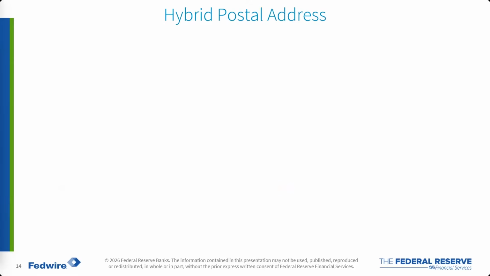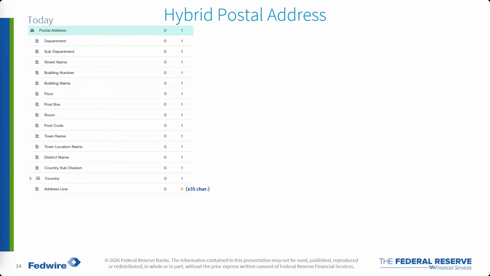The left side of this slide reflects today's implementation of postal address information. On top of this slide, you see a series of structured elements to provide precise information: department, sub-department, street name, building number, town name, which is what we call city, postal code, and country subdivisions, which are the US states, for example. All this can be documented in specific elements.